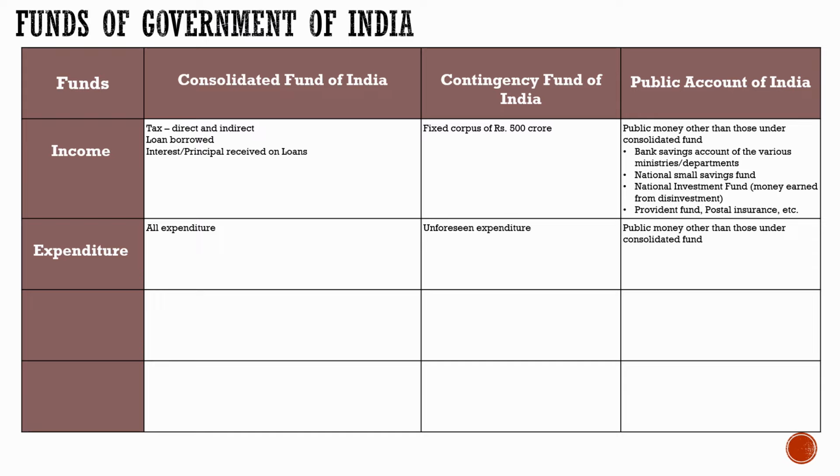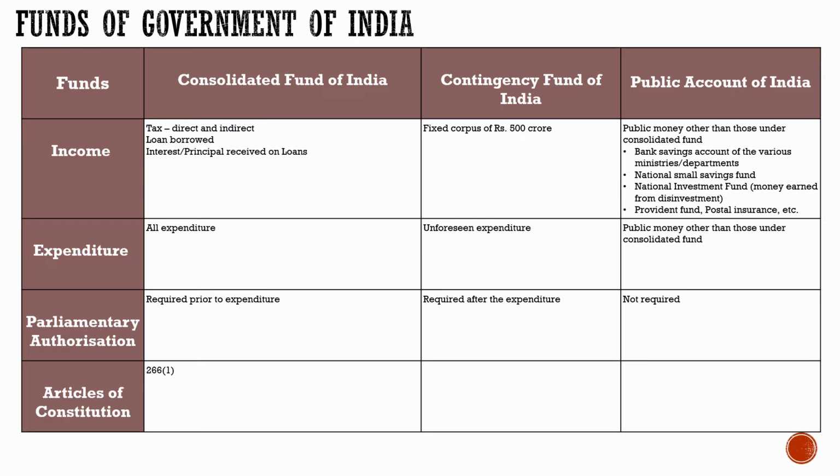Government requires prior permission of the Parliament to withdraw money from Consolidated Fund of India. For Contingency Fund, no prior permission is required, but needs approval after spending. The expenditure from the public accounts is not required to be approved by the Parliament because of the returning nature of fund. Article 266, Section 1 of Indian Constitution defines the provision of Consolidated Fund of India. Article 267, Section 1 defines the provision of Contingency Fund of India. And Article 266 Section 2 defines the provision of Public Account of India.